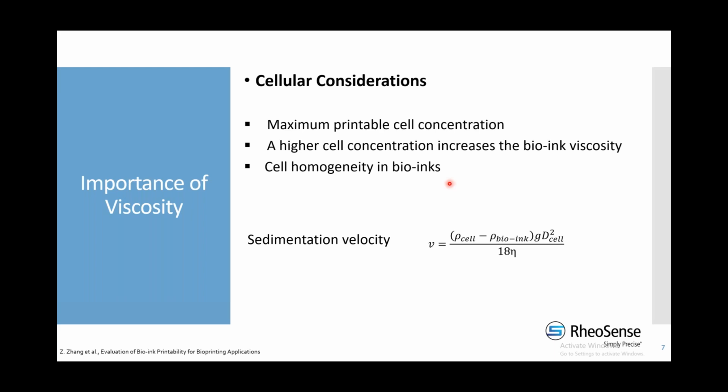Besides this, cell sedimentation affects bioink homogeneity and printing output over time, which is a common problem in bio 3D printing. Using Stokes' law, we can theoretically calculate sedimentation velocity, and as you see in this equation, sedimentation velocity is inversely proportional to the bioink viscosity. Now, considering the effect of viscosity on printability and cell functionality, I think it becomes clear why monitoring and measuring the viscosity of bioink is important for 3D printing applications.